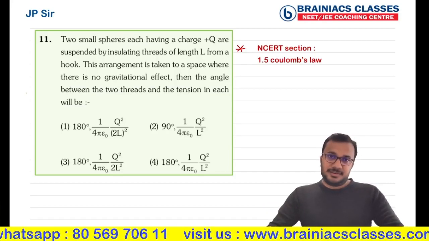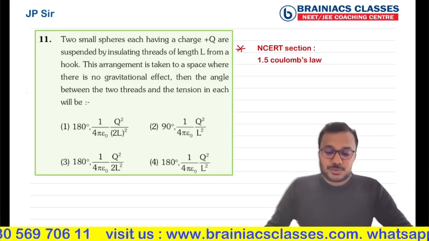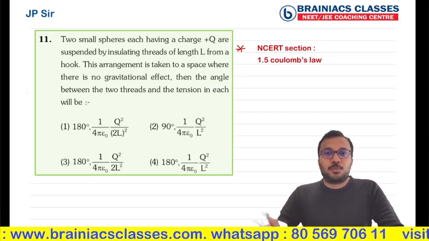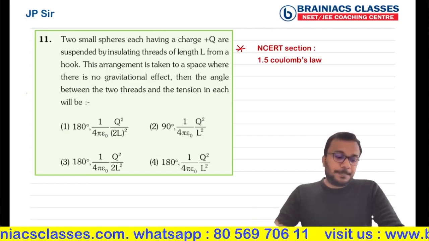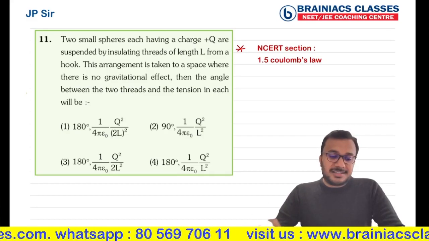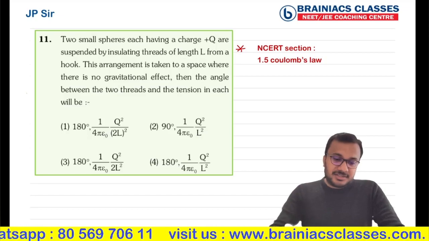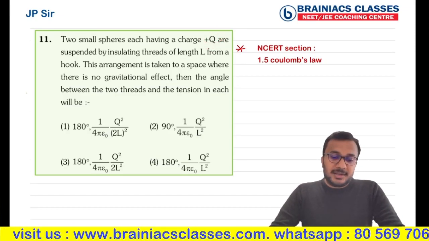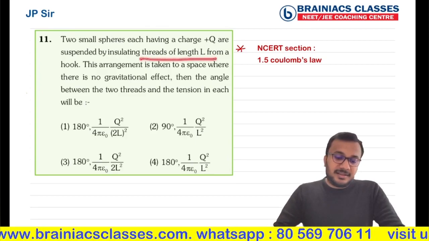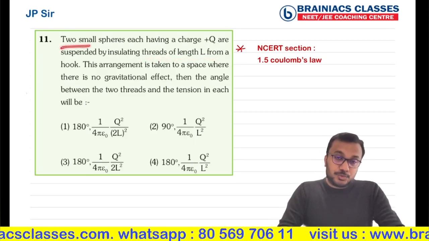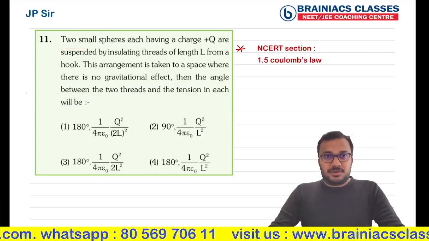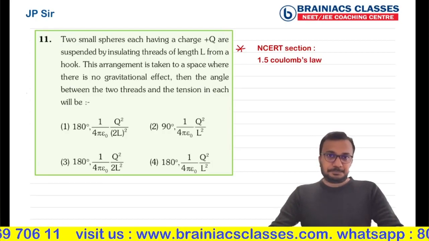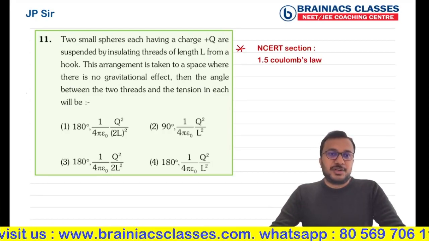Question number 11 is in front of you. This question is taken from NCERT section 1.5, Coulomb's law. Let's read the question. Two small spheres, each having the charge plus Q, are suspended by an insulating thread of length L from a hook. This arrangement is taken into a space where there is no gravitational effect.